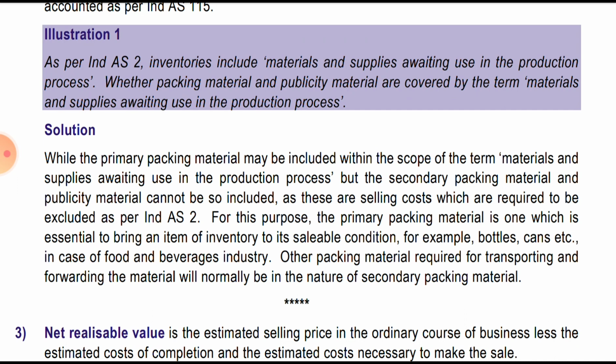Solution. If it is a primary packing, it will be included. And if it is a secondary packing, it won't be. That is, while the primary packing material may be included within the scope of the term material and supplies awaiting use in the production process, the secondary packing material and the publicity material cannot be so included, as these are selling costs which are required to be excluded as per Ind AS 2. So publicity material or secondary packing cannot be included, but primary packing will be included in the cost of the material.